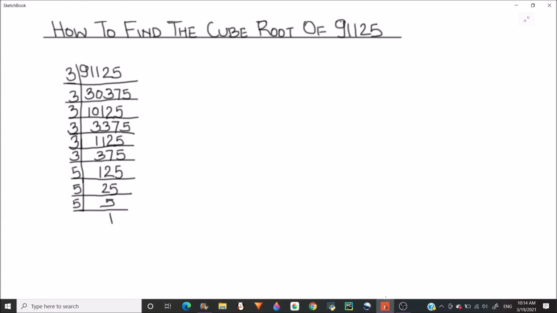Now we got all the factors of this number. So we'll write this number as the product of the factors. So 3 times 3 times 3 times 3 times 3 times 3 times 5 times 5 times 5. So these are all the factors of this number.